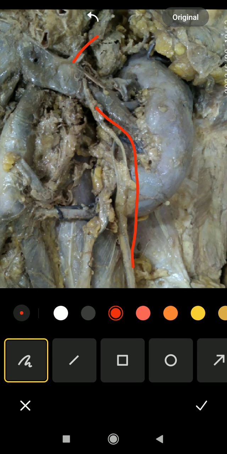The left renal vein is longer than the right renal vein. It has to cross the front of this tube. This is the abdominal aorta. Okay, it is crossing anterior to the abdominal aorta.